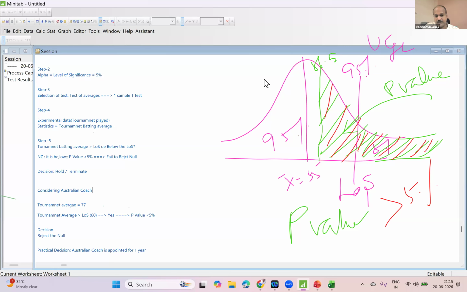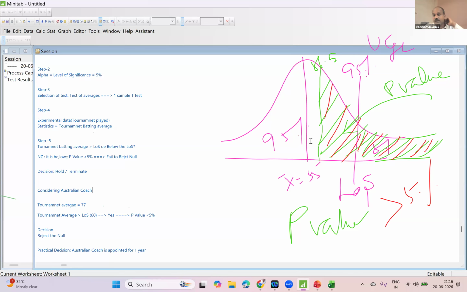This is a decision to be made. You should make a decision. Statistics is telling you, please make a decision. But which decision is feasible? What is your contract with the coach? You consider all of those things and come out with a practical decision. But statistics is telling you, you have to make a decision now.